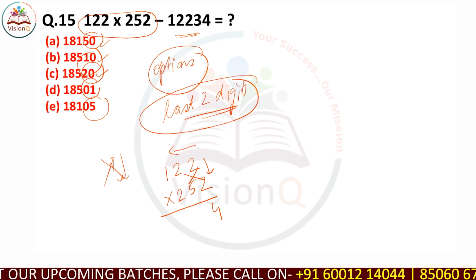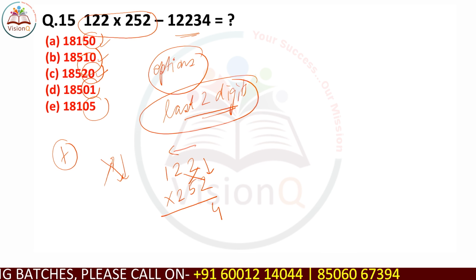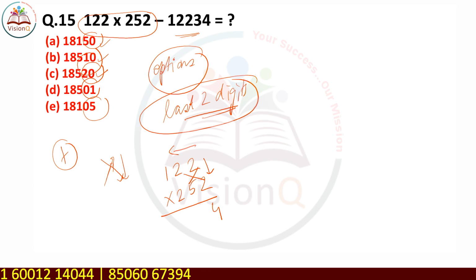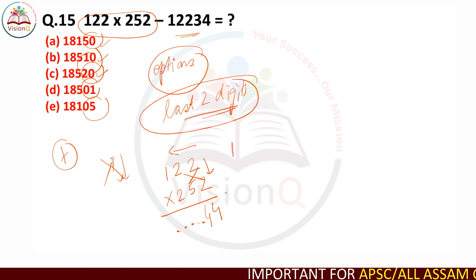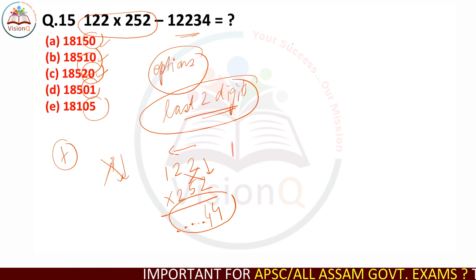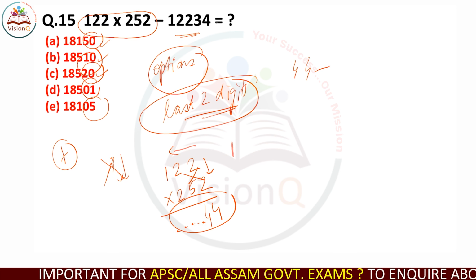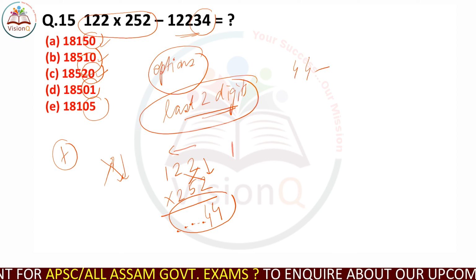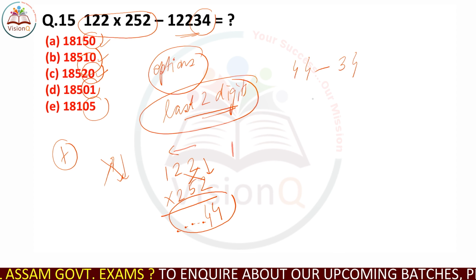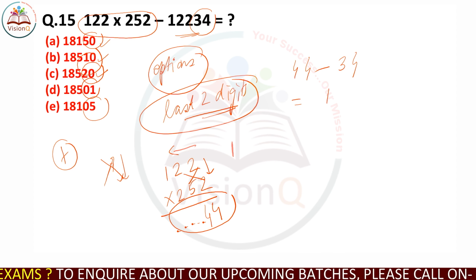5 into 2 is 10, and then add these 2 numbers. So 4 plus 10 is 14. So write down 4 and 1 is the carryover for the next step. So the last 2 digits of this product is 44. Now the last 2 digits of this number are 34. And 44 minus 34 gives 10.